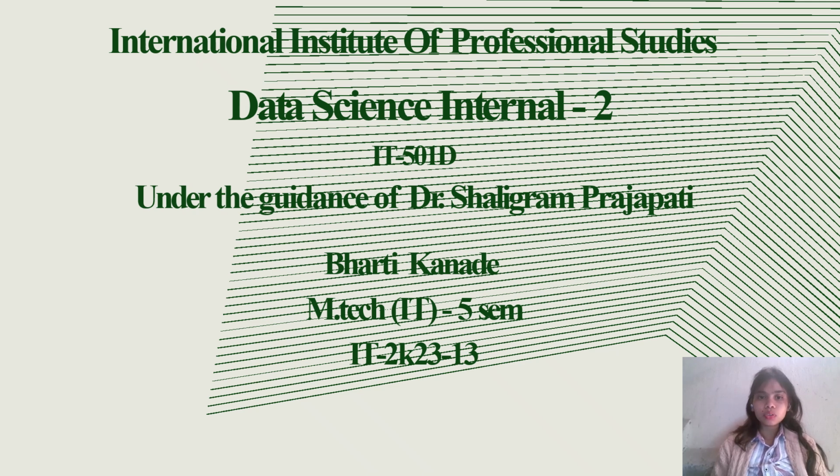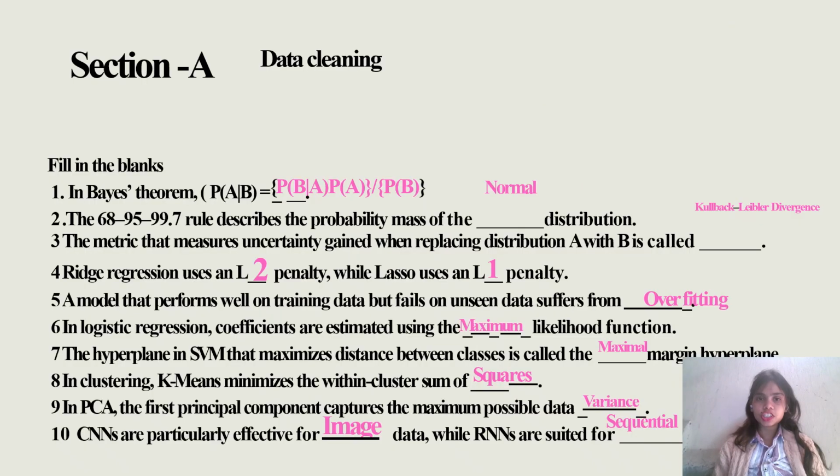In this video, I'm going to explain internal two of data science. Section A, data cleaning, fill in the blanks. First, Bayes theorem: P(A given B) equals P(B given A) times P(A) divided by P(B).